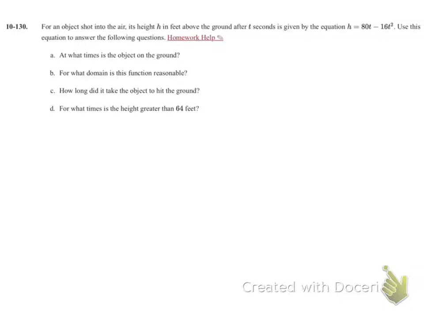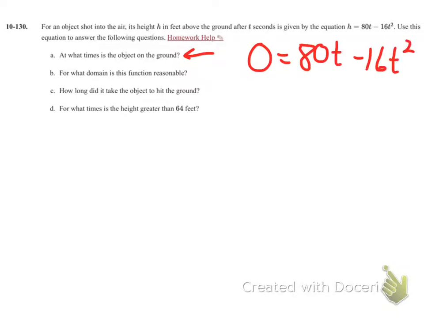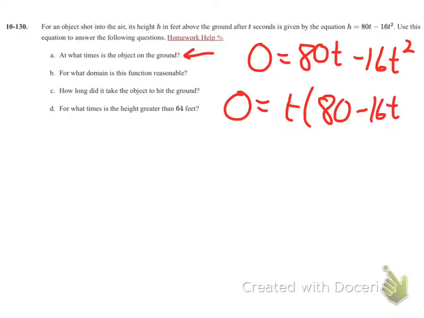So we are looking at objects now. At what time will they be on the ground? On the ground means your height is going to be 0. So I have 0 equals 80t minus 16t squared. Right away I can notice that I can factor a t out of this. There's actually other numbers I can take out as well, but just for the sake of this problem right now, I'm just going to factor out the t. So t times 80 minus 16t.